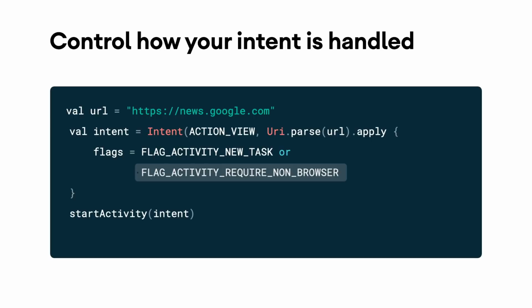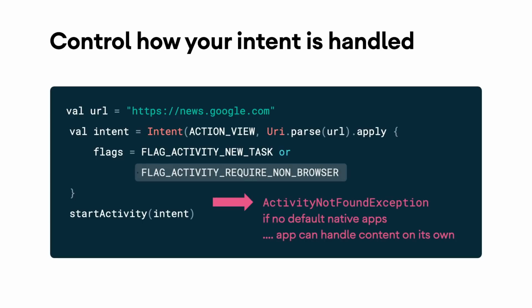The first one is called Activity Require Non-Browser. It ensures that the intent is only handled by the default native app. If one isn't available on the device, it will result in an Activity Not Found exception. In the exception handler, you can choose to take over handling the intent. For example, display the URL in a Chrome tab within your app.